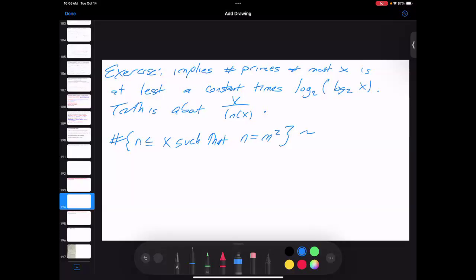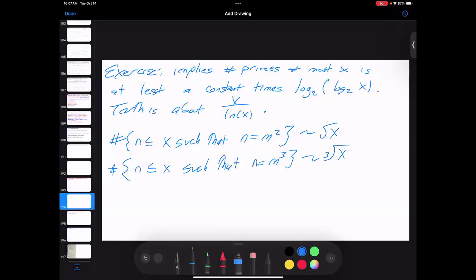When it was 100, we had 10 numbers. When it was 400, we had 20 numbers. When it was 900, we had 30 numbers. So that's about square root of x. How many n are there less than or equal to x such that n is a perfect cube? It would be approximately the cube root. So there's a lot more primes than perfect squares or perfect cubes.